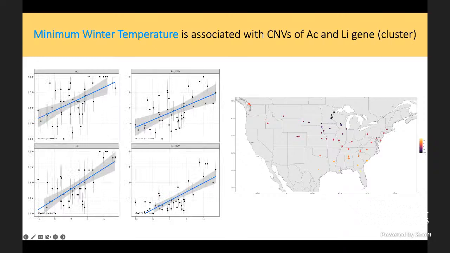And we did a correlation. Please see the left panel: the y-axis is the cyanogenic polymorphism in the presence and absence form. Consistent with the previous study, we find a positive correlation. In the middle panel, the y-axis is the copy number. We do see a strong correlation between minimum winter temperature and the copy number of AC and LI genes. So the copy number variation is likely to be a result of local adaptation.